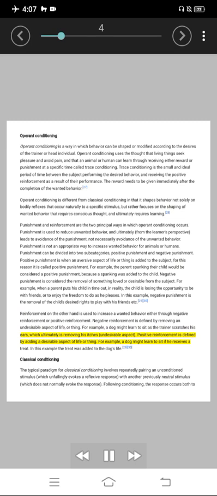Positive reinforcement is defined by adding a desirable aspect of life or thing. For example, a dog might learn to sit if he receives a treat. In this example, the treat was added to the dog's life.